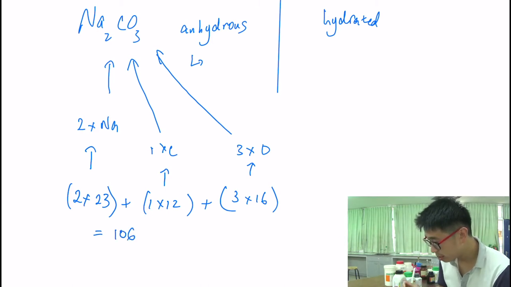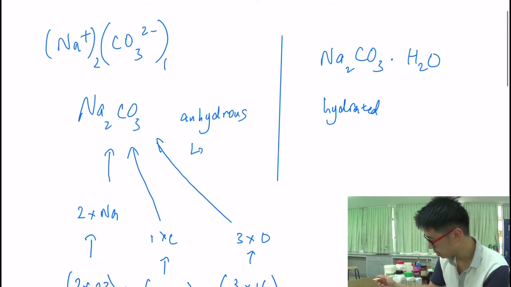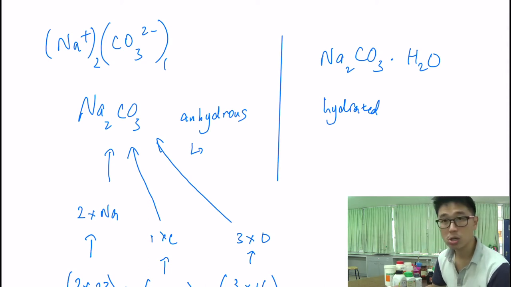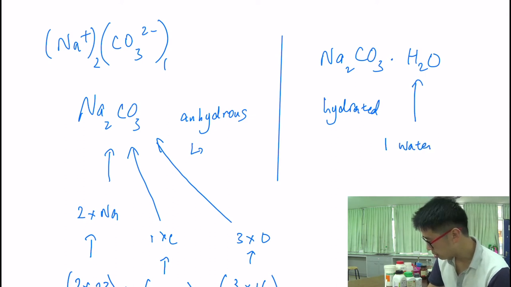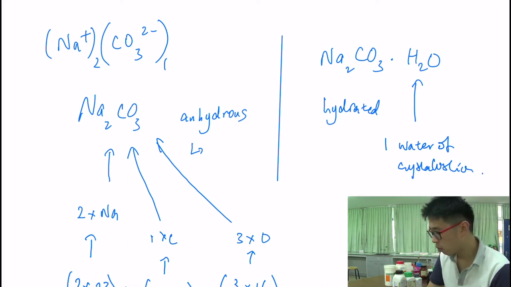There's a whole number, but that is without the water of crystallization. That is just the anhydrous form without the water of crystallization. Remember the hydrated was .H2O. So .H2O means there is 1 water of crystallization. We could also be thinking about the mole ratio. For every 1 Na2CO3 unit, there is 1 H2O.